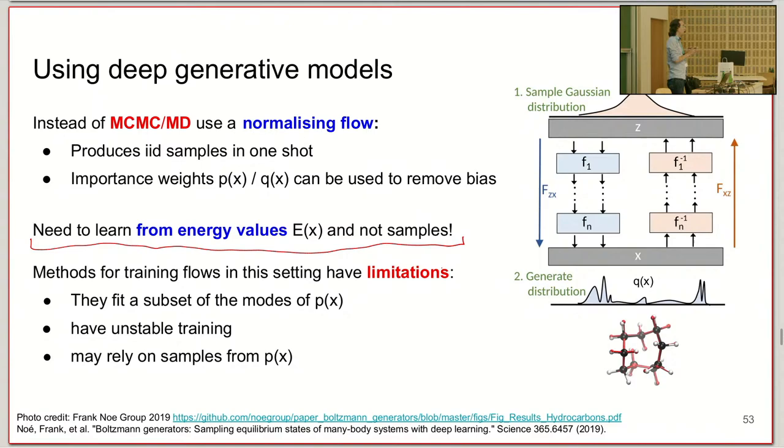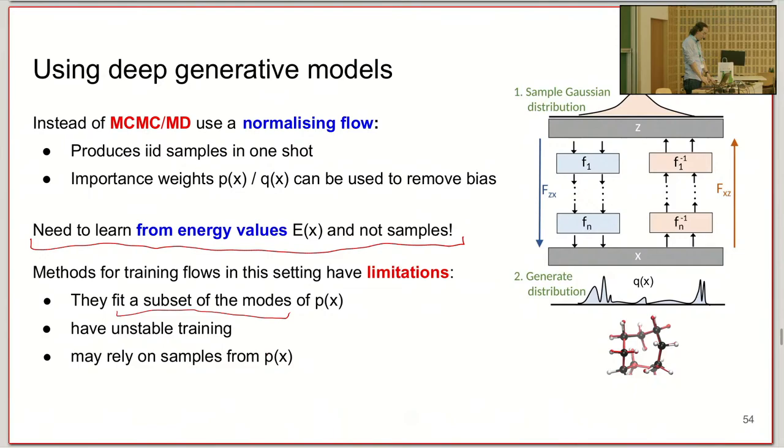And it actually turns out to have some limitations. Existing methods have some limitations. Typically, you will maybe fit only a subset of the modes. And this is usually not good because then you are only capturing some of the things that could happen in practice and you forget about others. The approach that people have followed is to still combine deep generative models, training from energy with training from samples, but you need samples, which is not ideal.